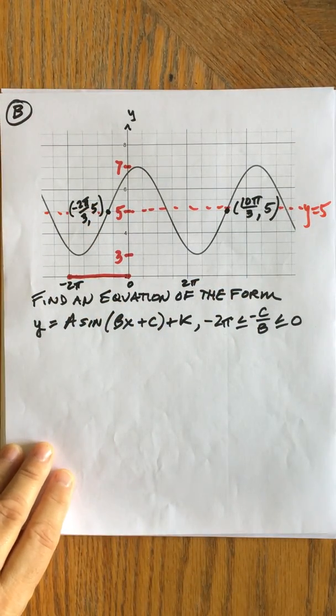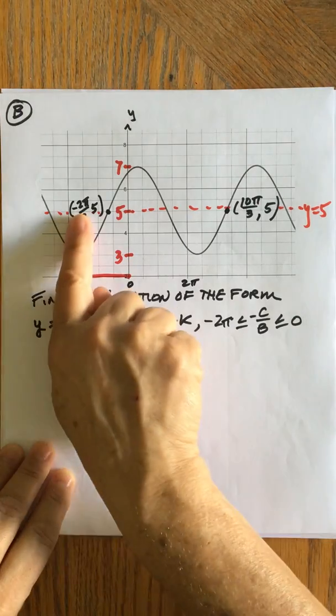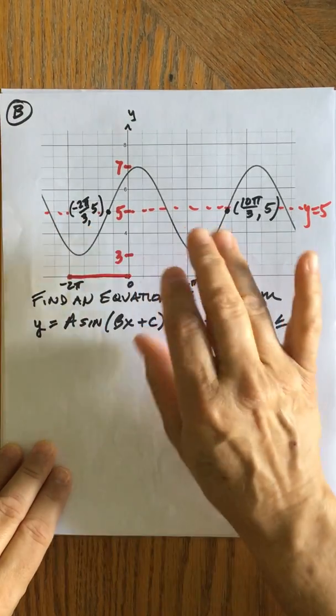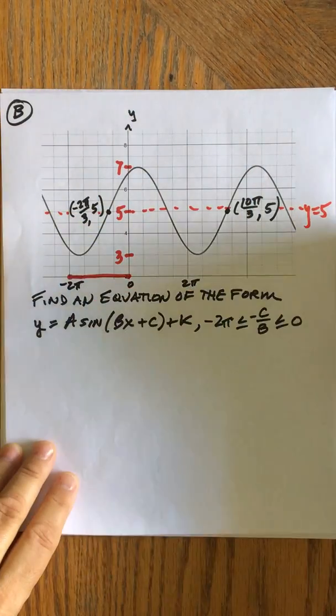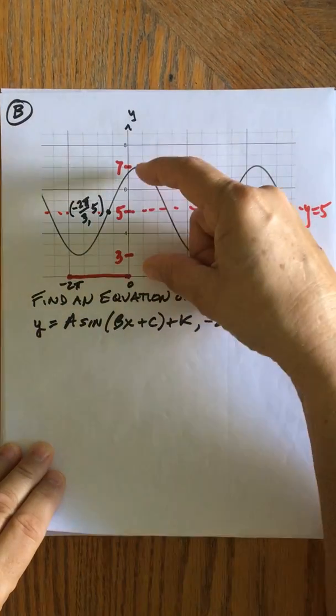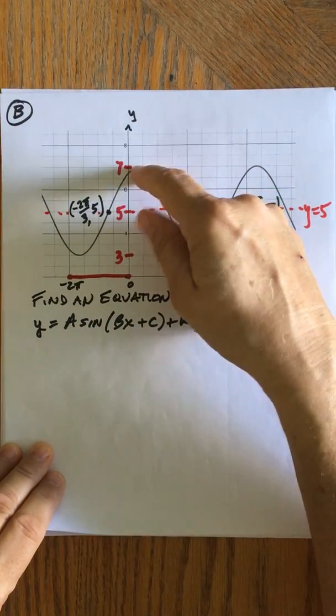Now, I have to say this graph isn't so great. Like, if I didn't tell you that, you'd have a really hard time finding it. But somehow they have to give you the information. They either give it to you or they give you a graph that's actually accurate enough for you to read it correctly. All right. So what we know then is we have max and min, 7 and 3.